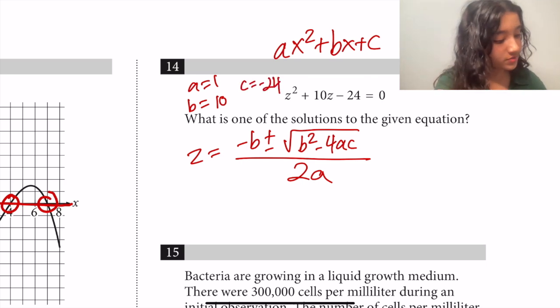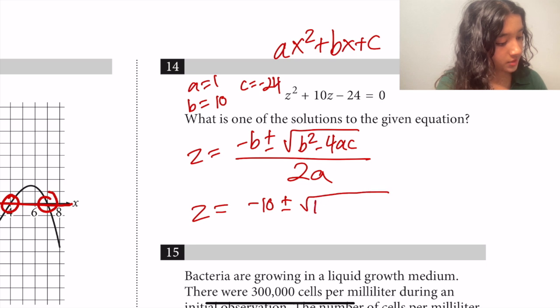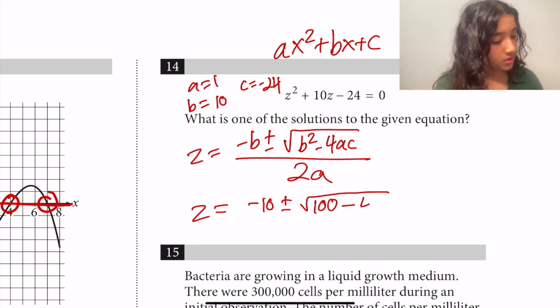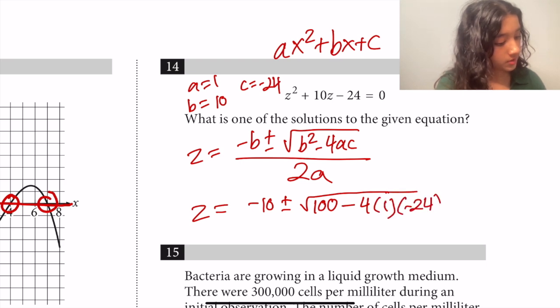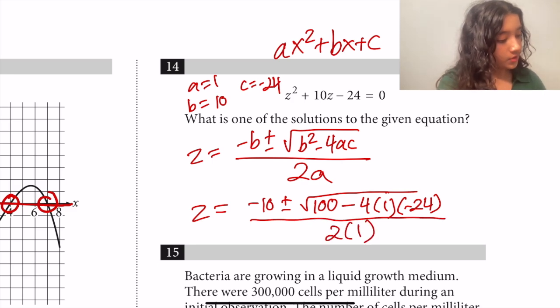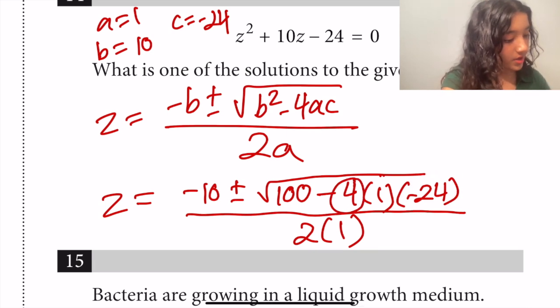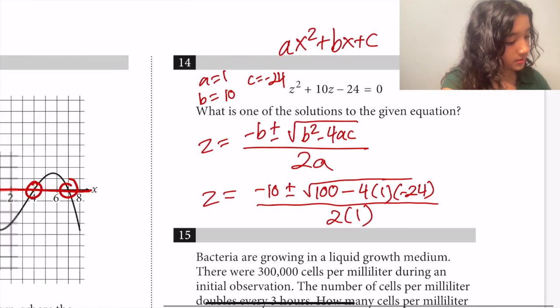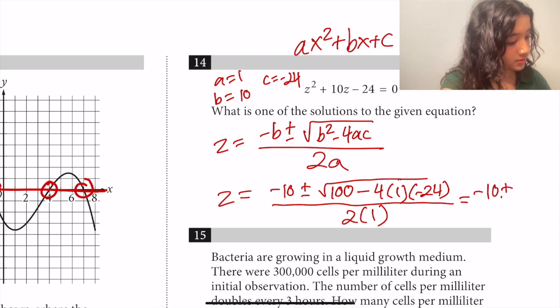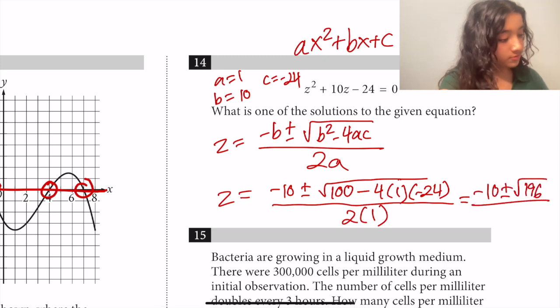So just plugging those values in, we get that z equals negative 10 plus or minus the square root of b squared, so 10 squared is 100, minus 4 times 1 times negative 24, and then divide that by 2 times a. So we know that 4 times 24 is 96, and we have a negative times a negative, so that'll cancel out, and that gets us negative 10 plus or minus the square root of 196, over 2.